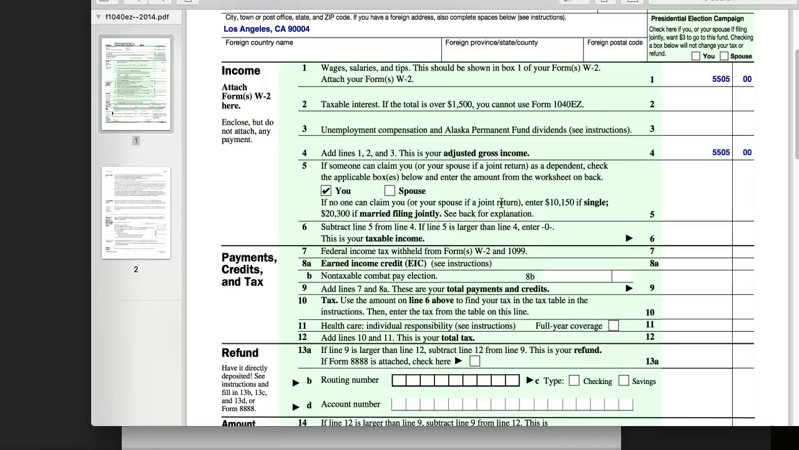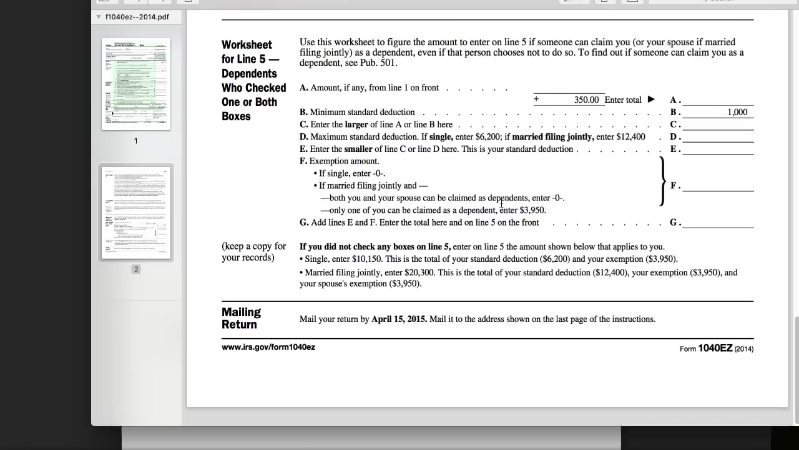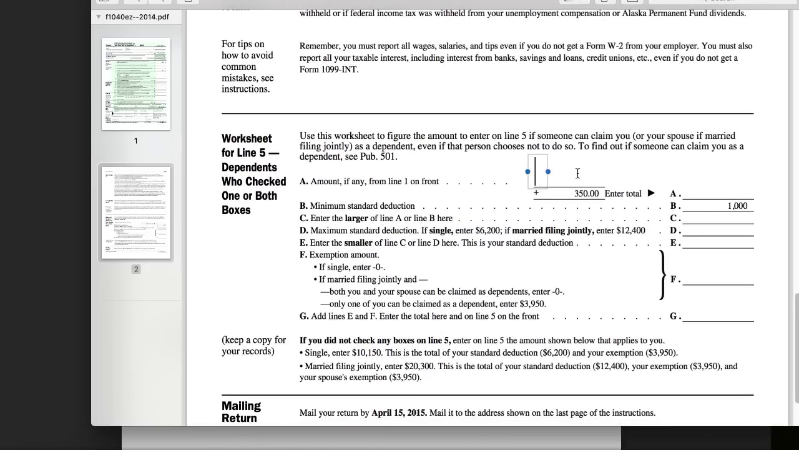So that means that we have to complete the worksheet on the back. So we're going to go ahead and scroll down. And here it says to enter the amount, if any, from line 1. So the amount from line 1 is going to be $55.05. And then we're going to add $350 to that. So as you can probably start to see, a lot of filing your taxes is just learning how to read the forms, which if you don't read carefully, it can be really easy to make a mistake.